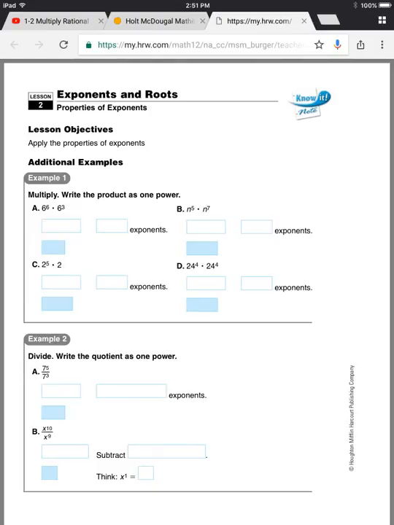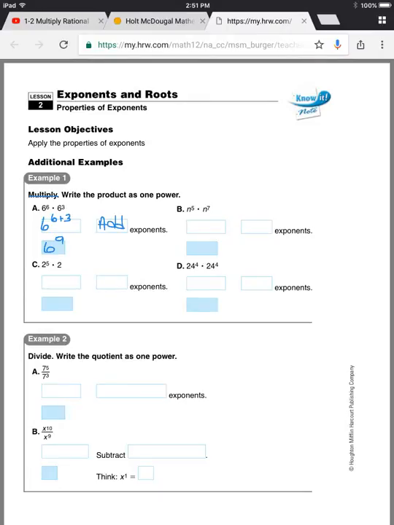Today we are going to apply properties of exponents. The first thing we're going to do is multiply. When you multiply exponents, you add the exponents. The base stays the same and you add. So you take the base of 6 and then do 6 plus 3. And 6 plus 3 is 9. Since it says write the product as one power, that means they only want to see one exponent there.